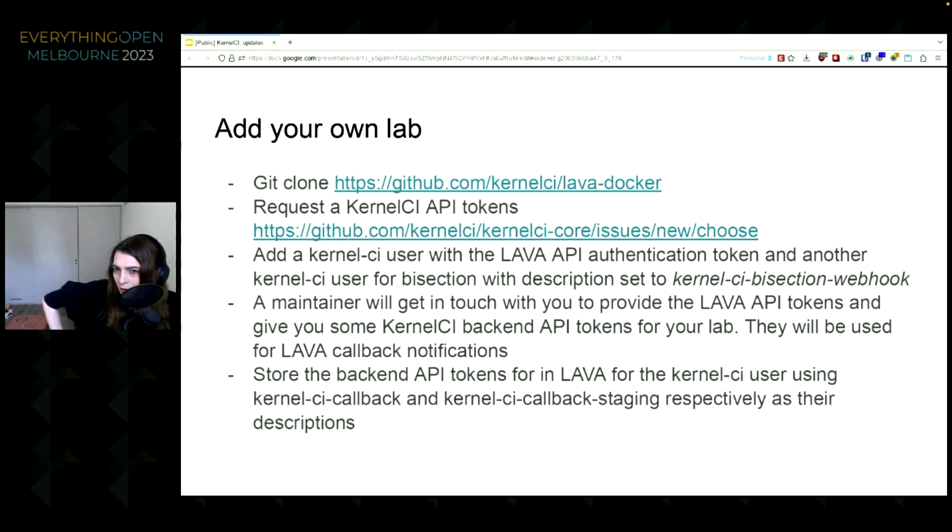And then by making a KernelCI user account on Lava with the API authentication token for talking with the KernelCI core, that will send the KernelCI tests to each laboratory. And that is managed also by Jenkins. At least the dispatching is managed by Jenkins.